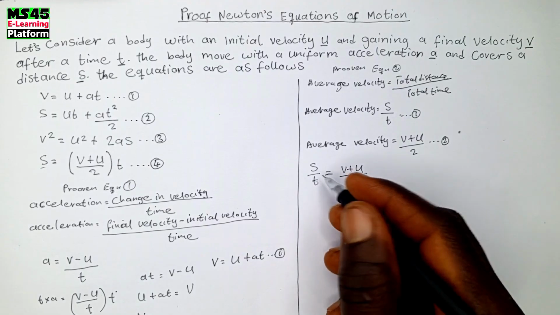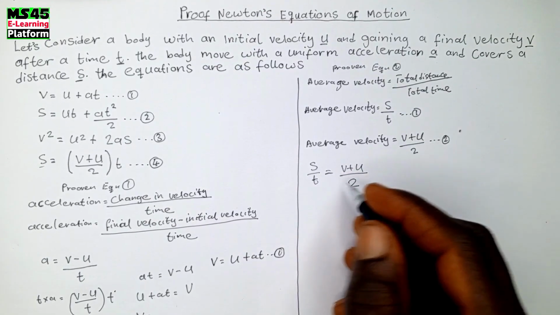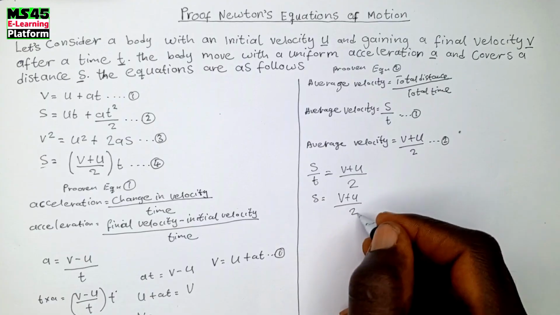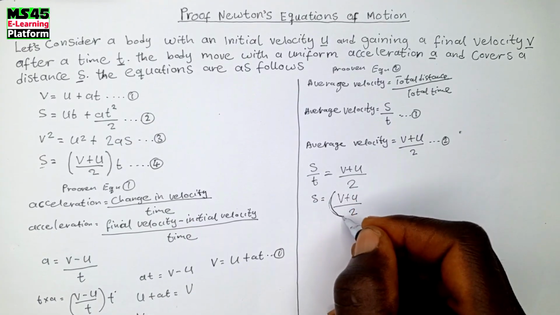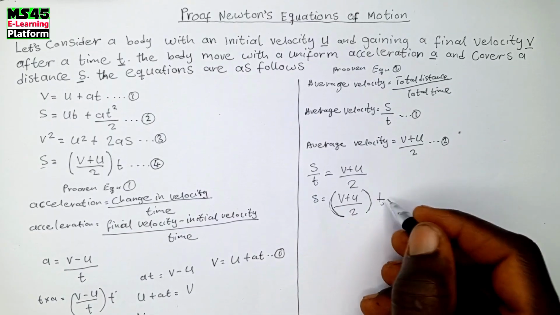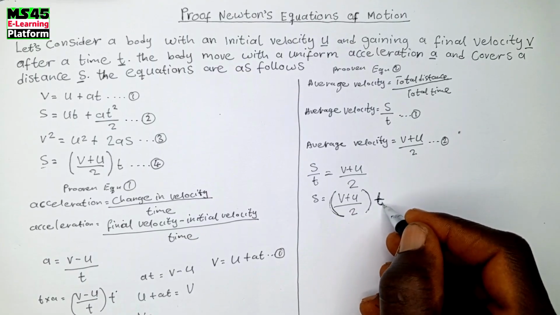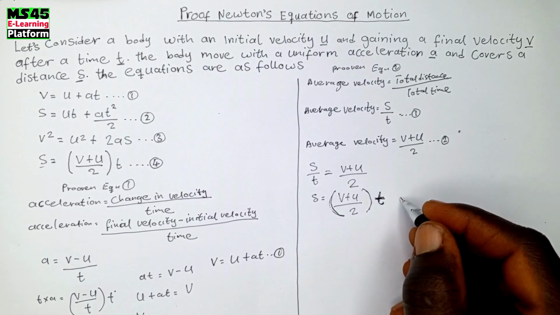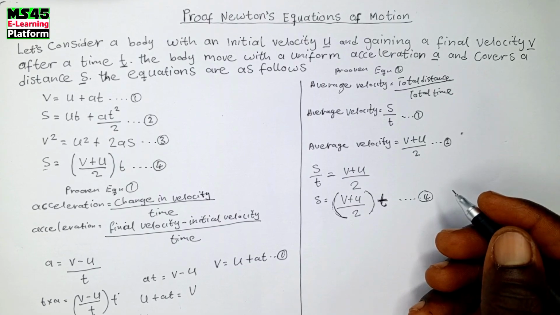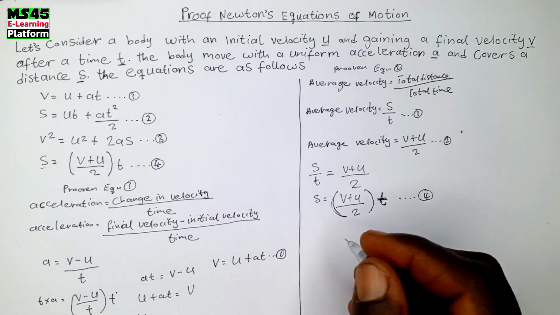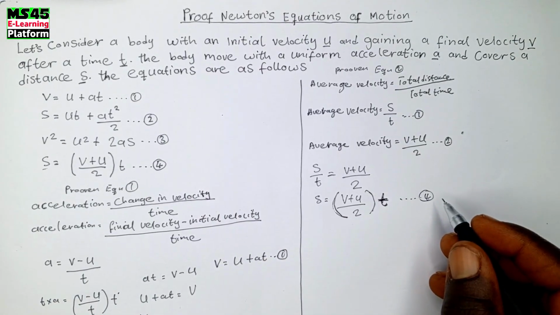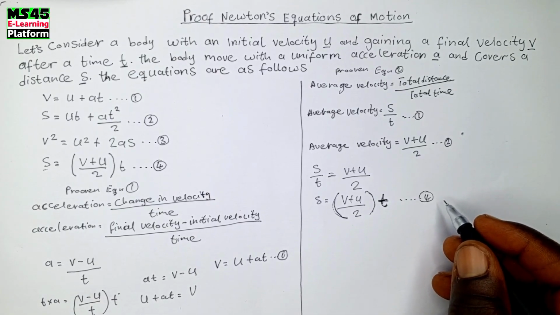Let us make distance the subject, so we cross multiply. We are making s the subject. Let us do it simple: s equals (v plus u) over 2 multiplied by t, the time. So this one is our equation 4. We found our equation 4 over here. That is why in the beginning I said equation 4 is not that popular, but it is sometimes needed, especially when the final velocity, initial velocity and time are given without acceleration.